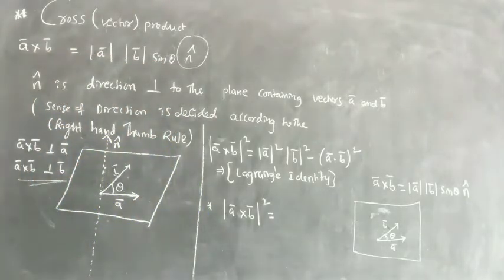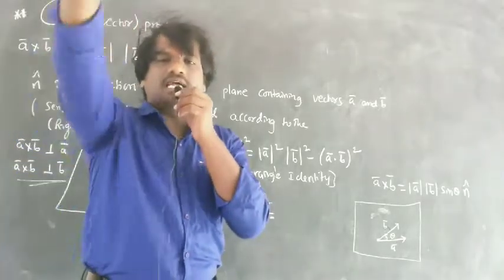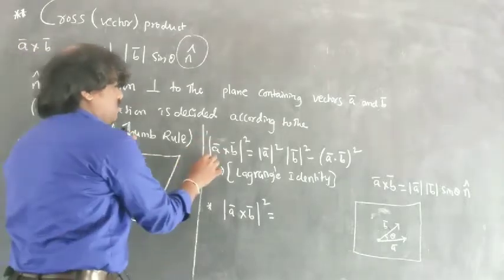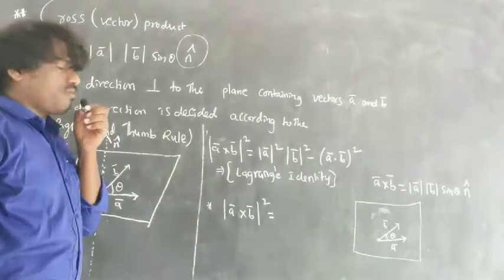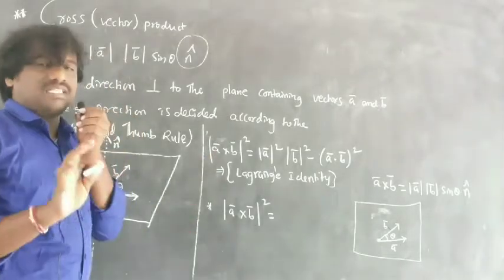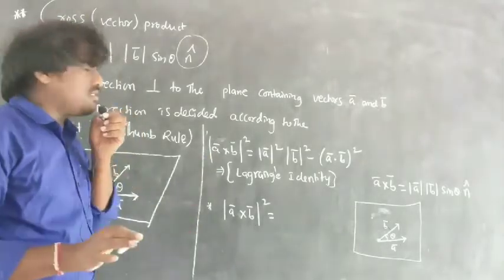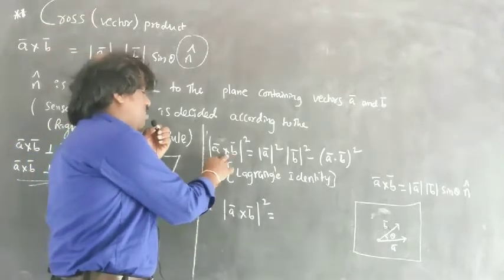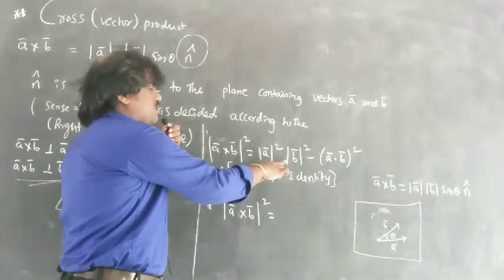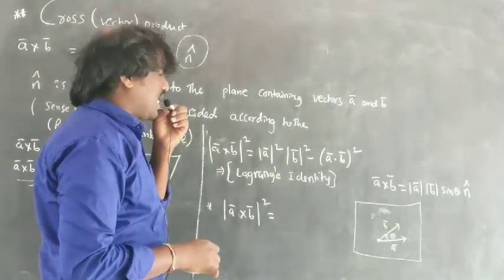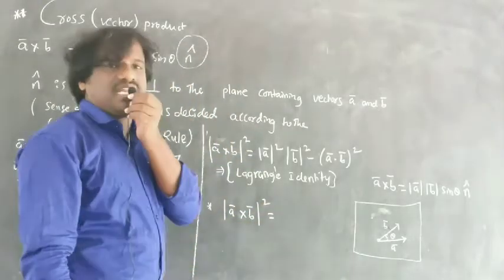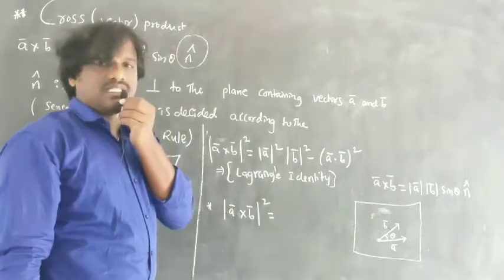Now, the relationship between dot product and cross product is given by this formula, A cross B whole square. This is most important for JEE: Lagrange's identity. Lagrange's identity is what? Modulus of A cross B whole square is equal to mod A square into mod B square minus A dot B whole square. This is what we call Lagrange's identity.